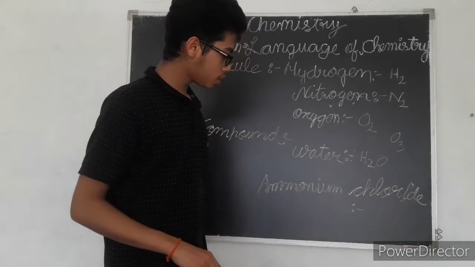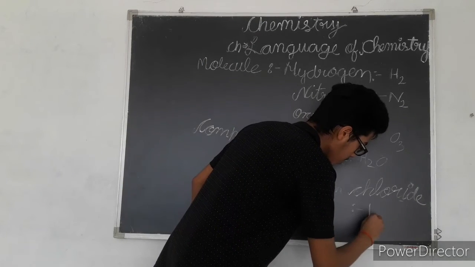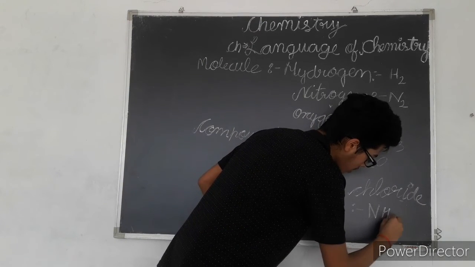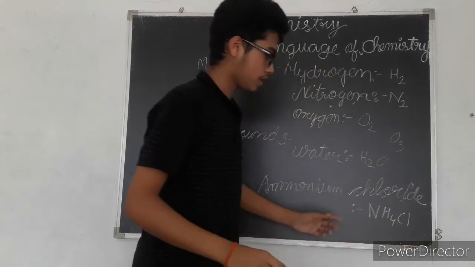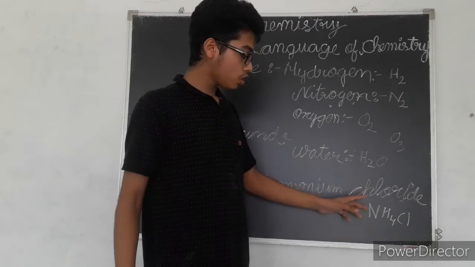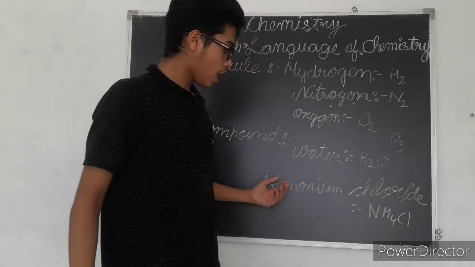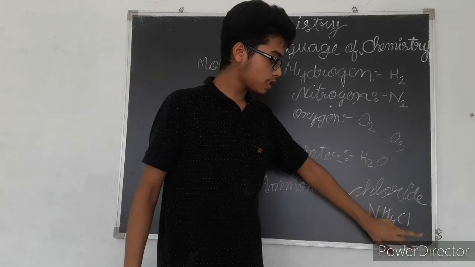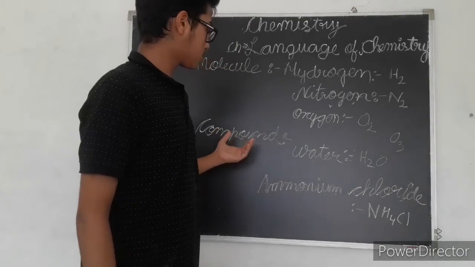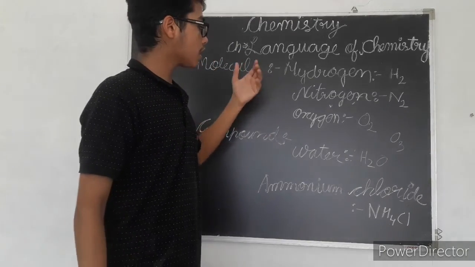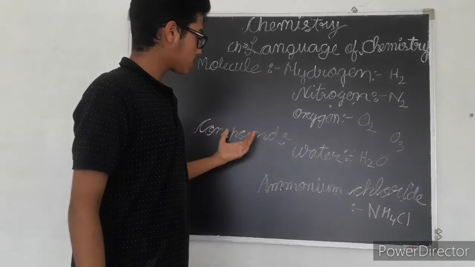Ammonium chloride is represented by NH4Cl. NH4Cl means one molecule of ammonium chloride which has four atoms of hydrogen, and if there is nothing written, it means one atom of chlorine. Okay, so we have studied examples of molecules and how to represent the molecules and how to represent the compounds.